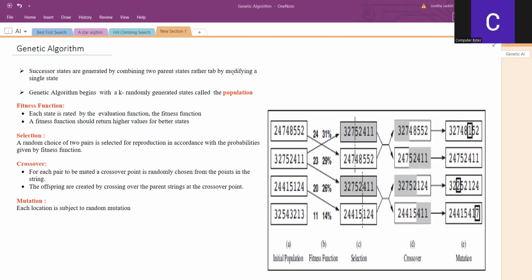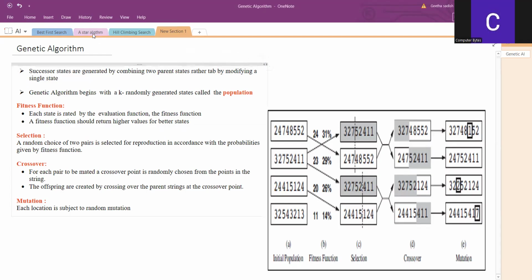Hi everybody. Today we are going to see about genetic algorithm and how it helps in optimization problems. This genetic algorithm is inspired by biological evolution, that is the natural selection algorithm followed in living organisms. Here, this genetic algorithm generates the states by combining two parent states.